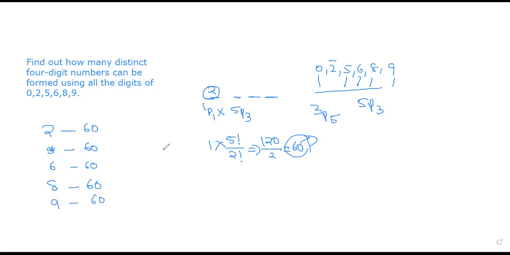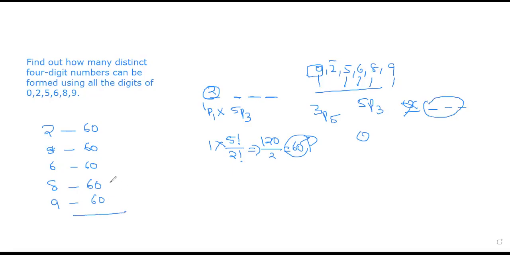And sir, why are you not taking 0? If you start with 0, 4 digits are there, but 0 does not have any value. The 4-digit number will become a 3-digit number only. That's why I will not start with 0.